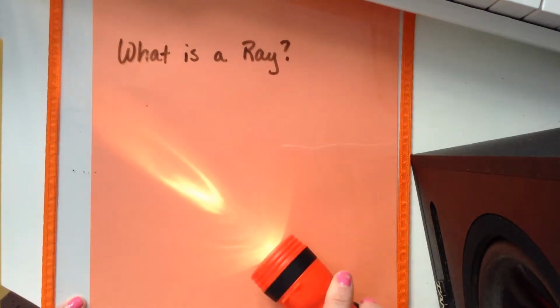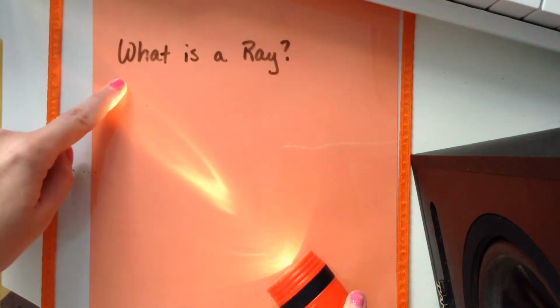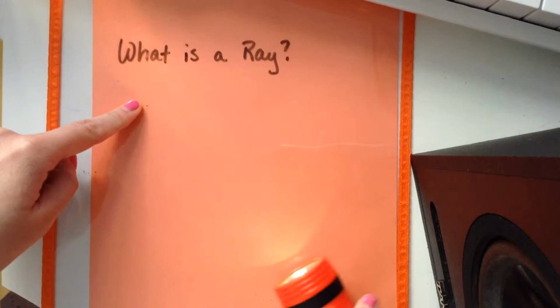It starts here. So this is what we're going to call an endpoint of a ray. And then we're going to talk about the direction that it goes in. So let's take a look.